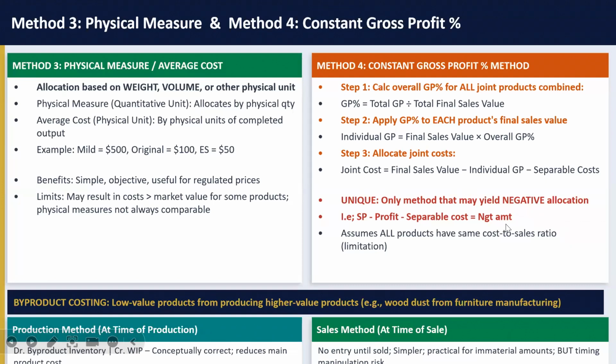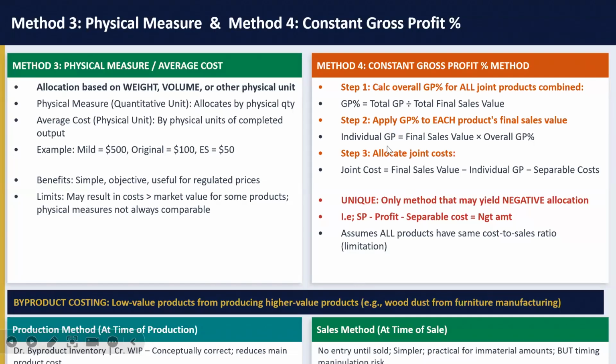Mathematically, it's possible, and in some cases, it does occur. Now, selling price minus profit minus your separable cost or further processing cost gives you a negative amount. And here, it assumes all products have the same cost to sales ratio. That's the limitation. So why are we assuming this?